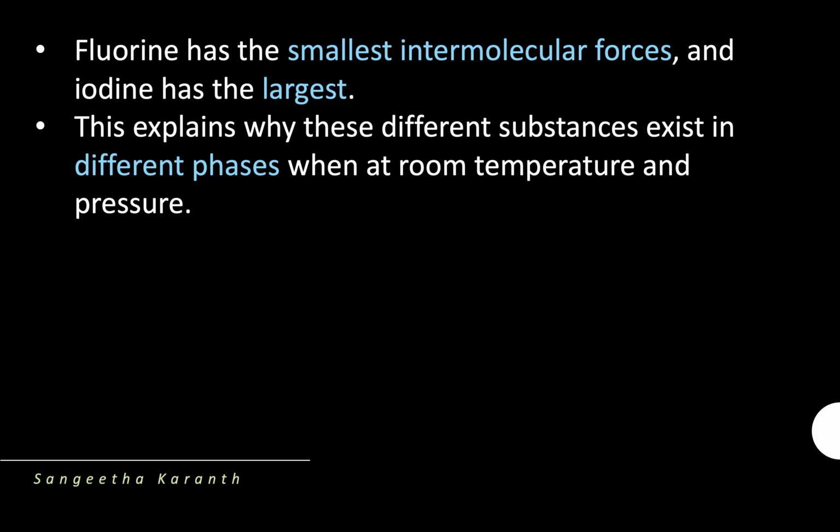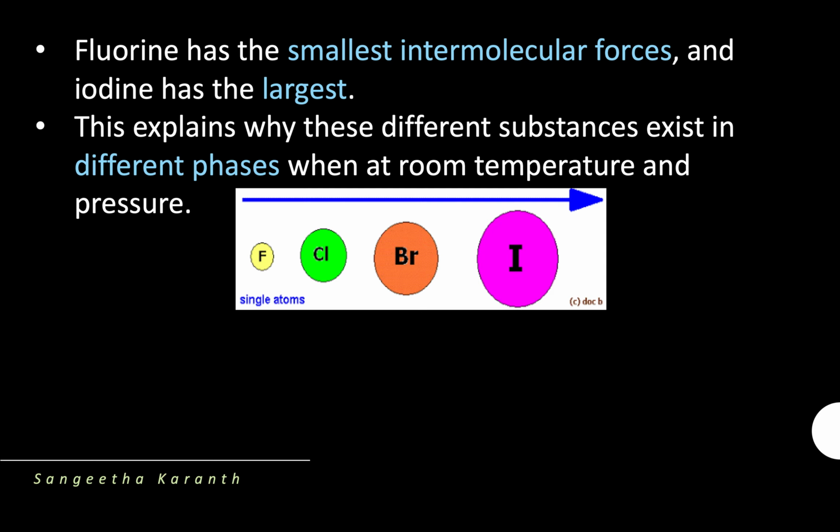Next is chlorine. Chlorine's size is larger compared to fluorine, but it is not very large. So again, the intermolecular forces between the atoms are less. Again the distance between the atoms is more, and hence it will also exist in the gaseous state. Okay. So next, coming on to bromine.